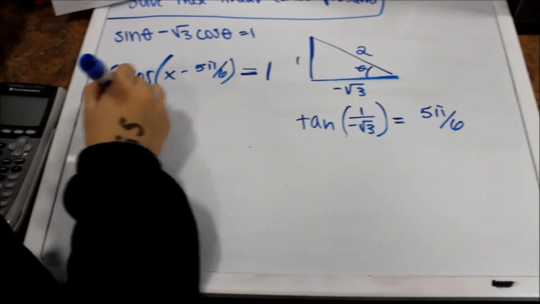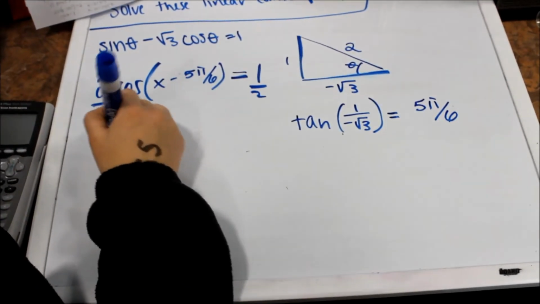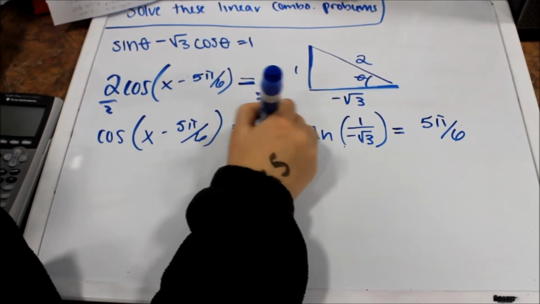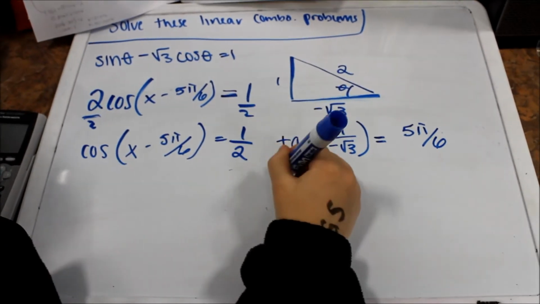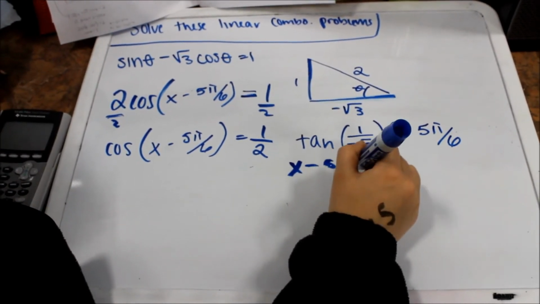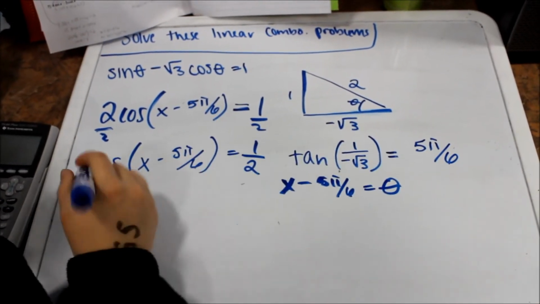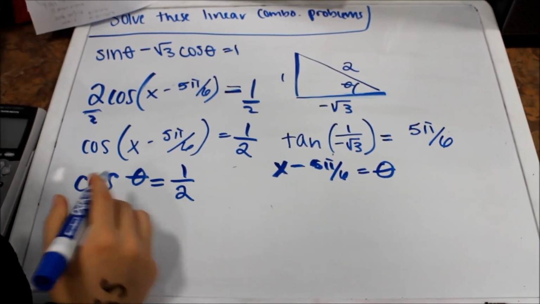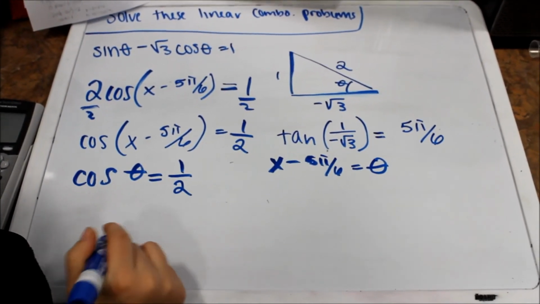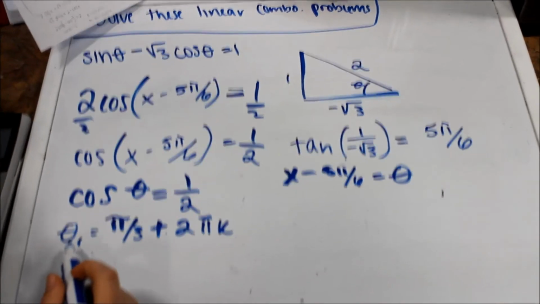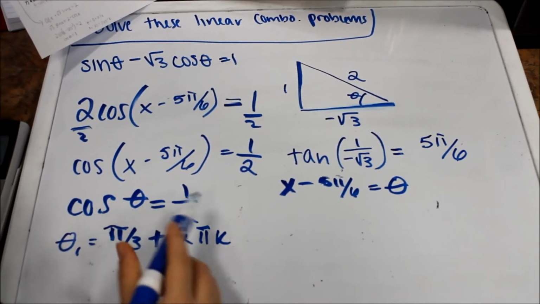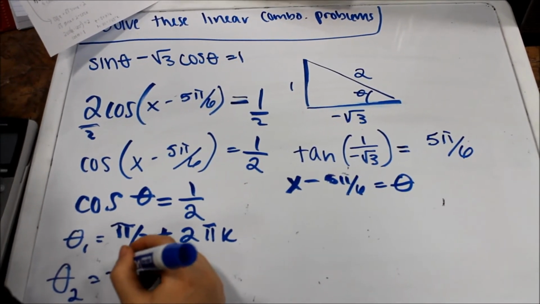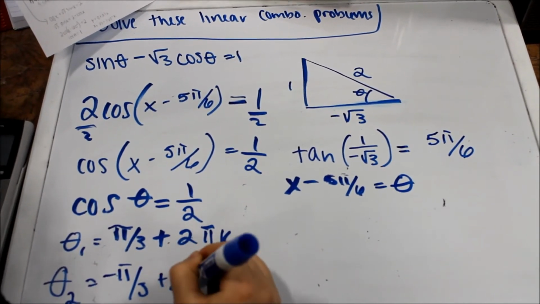So I'm going to divide both sides by 2. So we get cosine of x minus 5 pi over 6 is equal to 1/2. And I'm going to transform this so that x minus 5 pi over 6 is equal to theta. So cosine theta is equal to 1/2. Now I'm going to find a general solution for wherever this is true. So theta 1 is equal to pi over 3 plus 2 pi k. That's where cosine is equal to 1/2. And we also have that cosine is equal to 1/2 at negative pi over 3 plus 2 pi k.